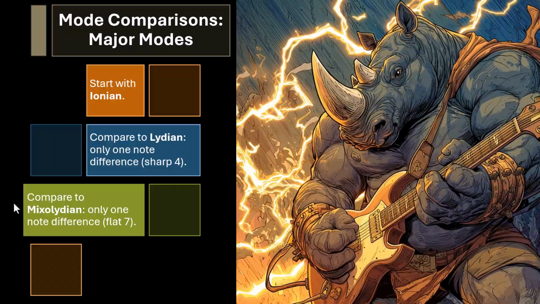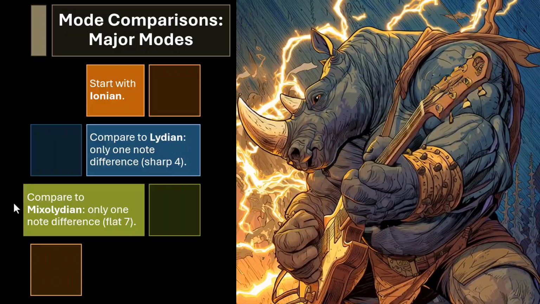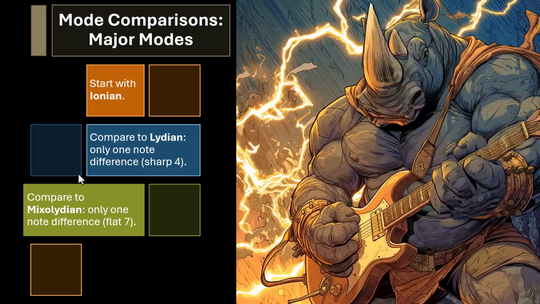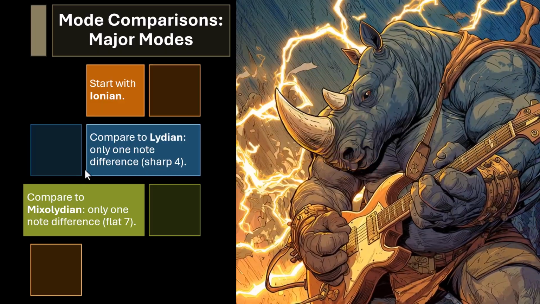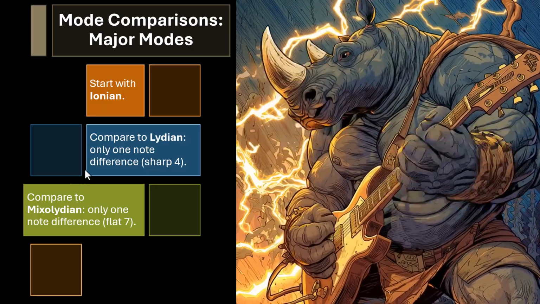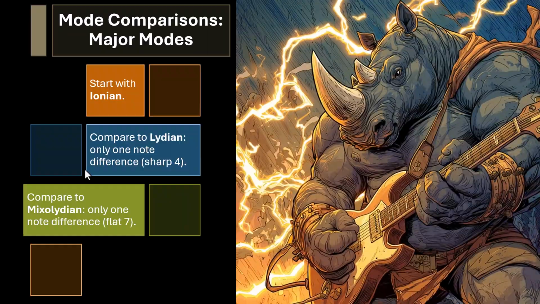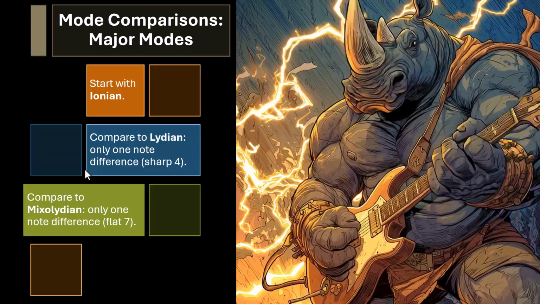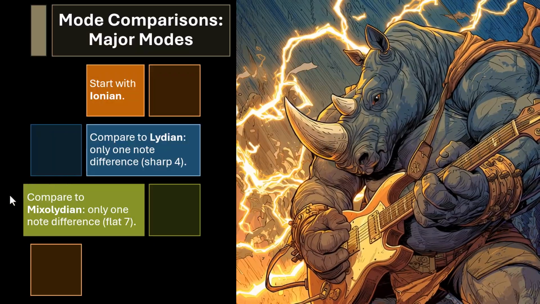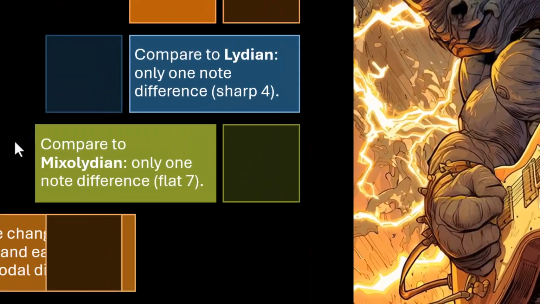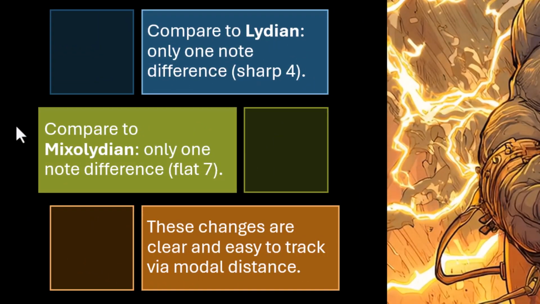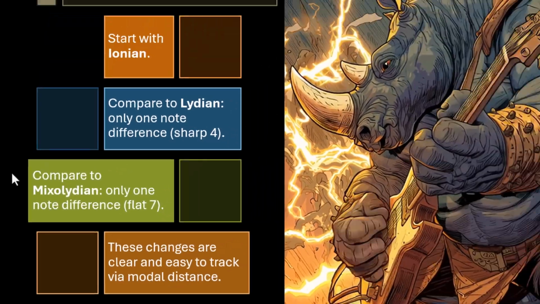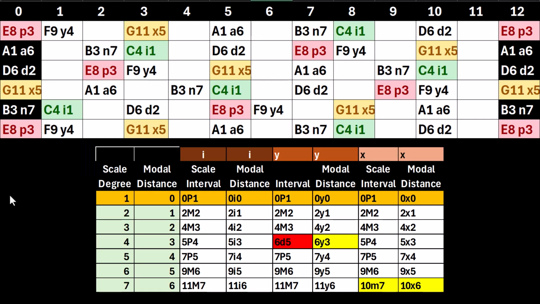And why is that? That's just how it happened to work out, right? That is why the Mixolydian and the Lydian are major modes, in particular because they have a major third. That's the defining characteristic, which are the same for the majors, and they're all different for the minors, but also they're similar. That's why they sound similar and why they're going to be major, because those distances are what they are. So these changes are clear and easy to track via modal distance.